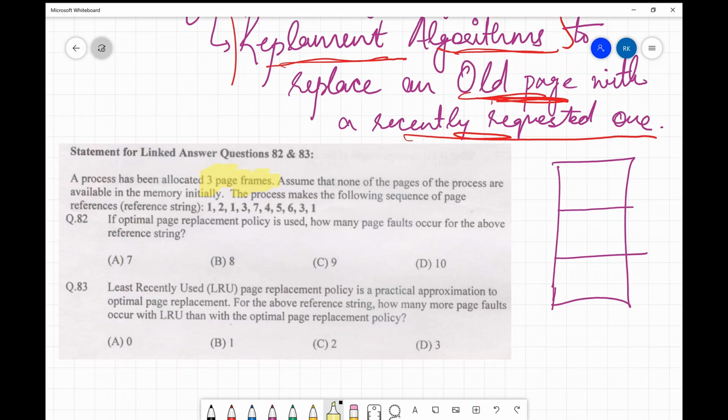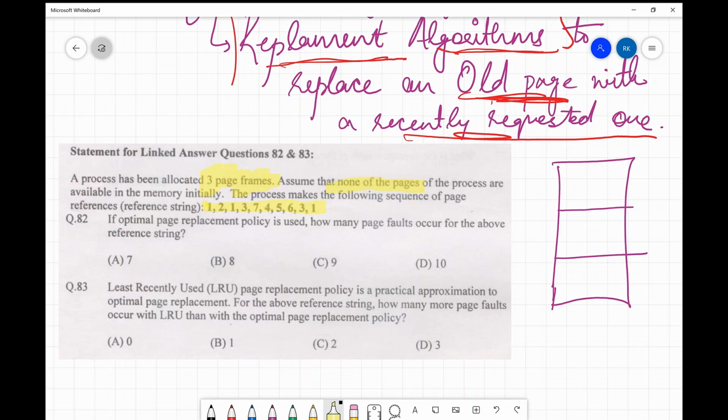Sorry about that. It says assume that none of the pages of the process are available in the memory initially. Then the process makes the following sequence of page references. So these are the references that the process is making. It requires these pages in this order.